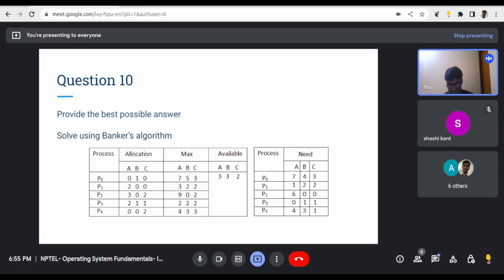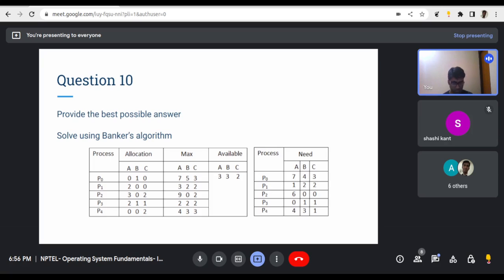At first it was 3, 3, 2, right? I'll also start solving. So after process P1 has completed, what will be the work vector? So what will be summed is 2, 0, 0 with 3, 3, 2. So it will result in 5, 3, 2, right? Then can P2 complete? No, it cannot complete. It will go to P3.